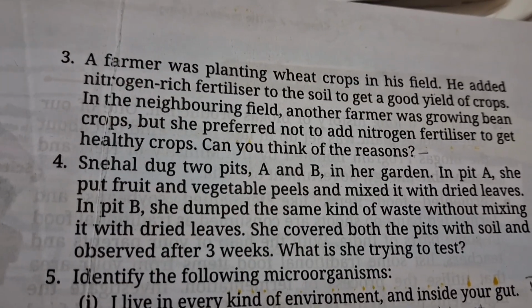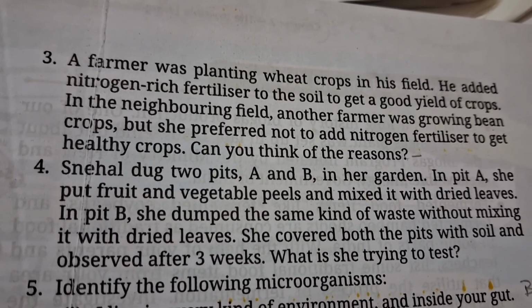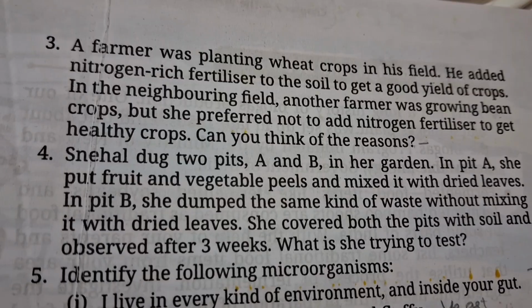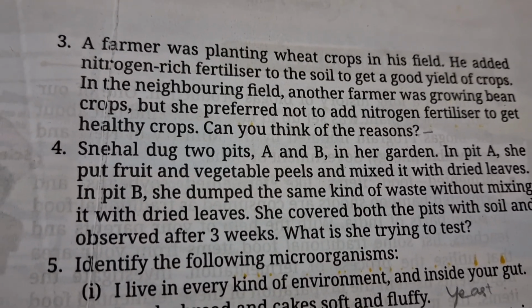Third one is, a farmer was planting a crop in his field. He added nitrogen rich fertilizer to the soil to get good yield crops. So his neighbor was growing beans and did not prefer to add nitrogen fertilizer. So what is the reason they are asking?